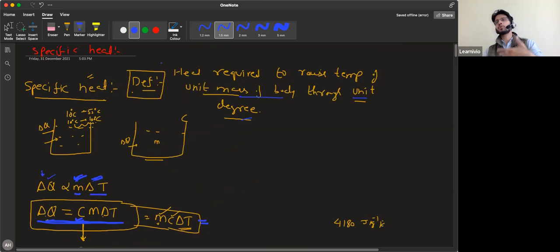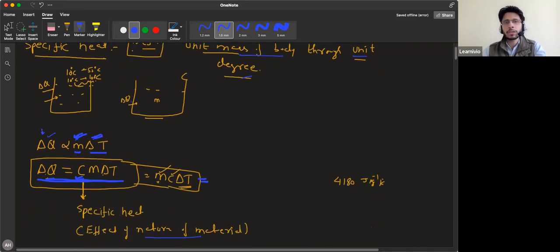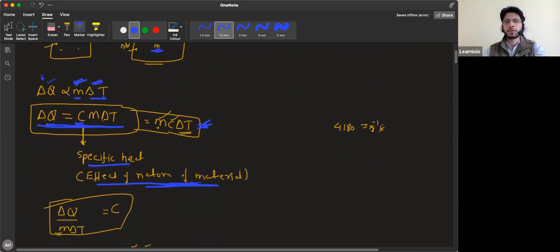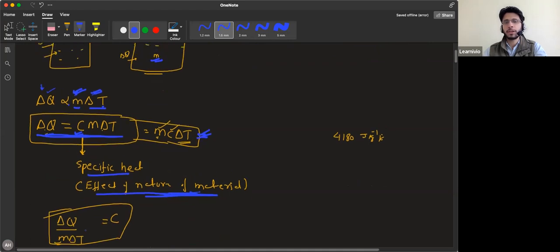We use this concept when you are required to calculate the heat needed to change the temperature of a body. If you have a given mass of a body and you want to change its temperature by an amount delta T, the amount of heat required is proportional to the product of mass and temperature difference. But the heat required, along with mass and temperature difference, will also depend upon the nature of the body. So when you remove the proportionality sign, you get a constant C, which is specific heat, and it depends upon the nature of the material. So it will be mc into delta T. This is it. Or you can calculate C, which is delta Q by m into delta T.